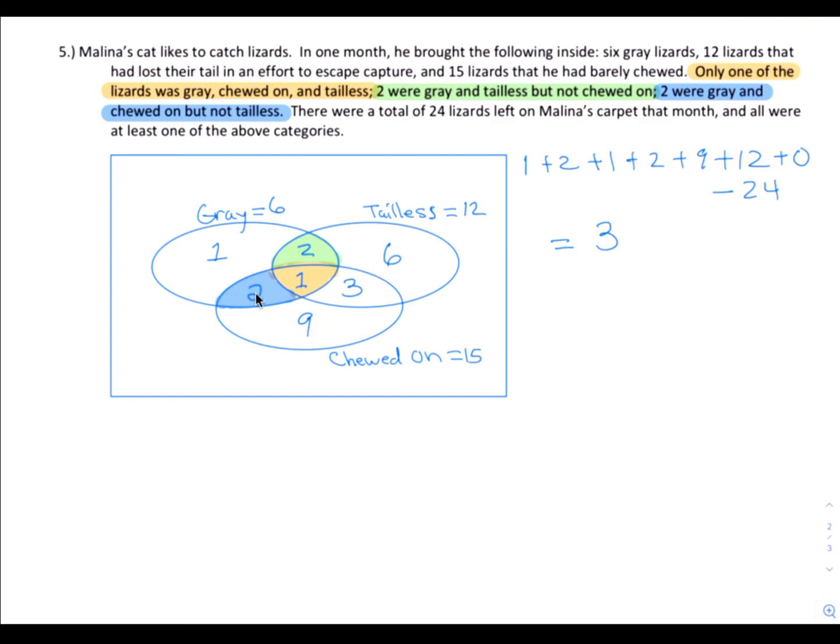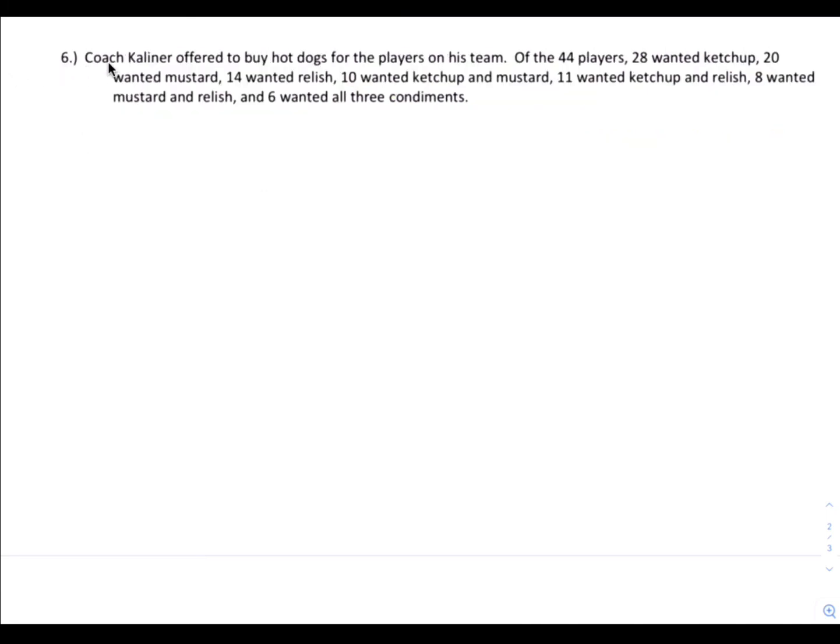Now, if you add up all of these numbers, it should add up to 24. And that is correct. 1 plus 2 plus 1 plus 2 plus 3 plus 6 plus 9 does add up to 24. All right, number 5 is done. All right, here's number 6.